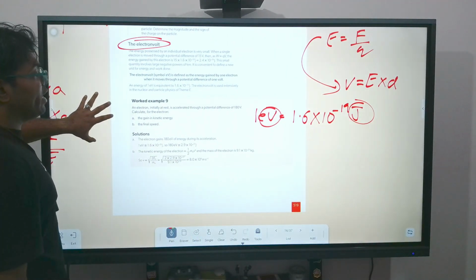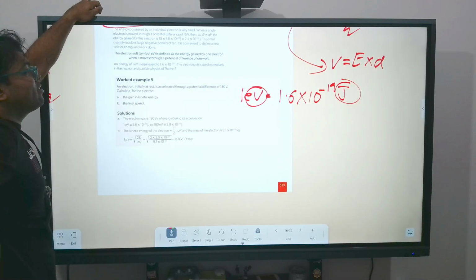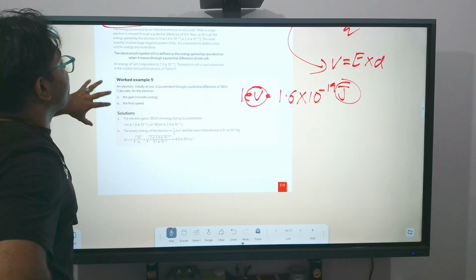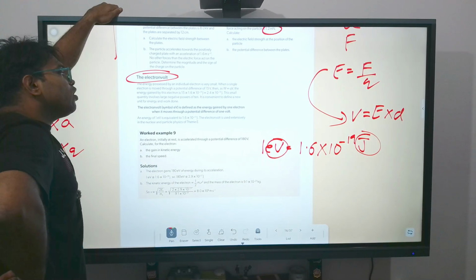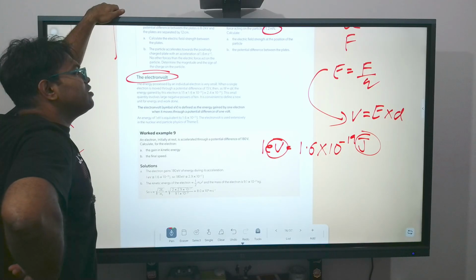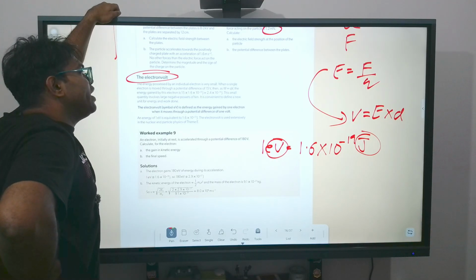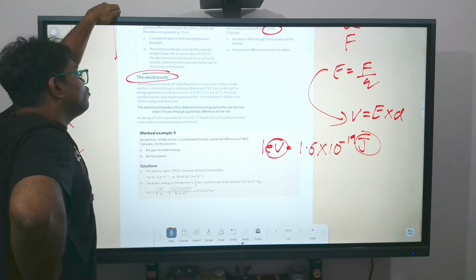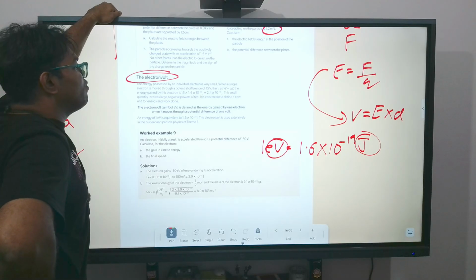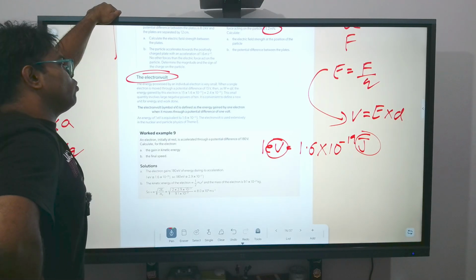An electron initially at rest is accelerated. Oh, sorry, I jumped ahead. Now, this small quantity involves a large negative power of 10. It is convenient to define a new unit for energy and work done. What is an electron volt?